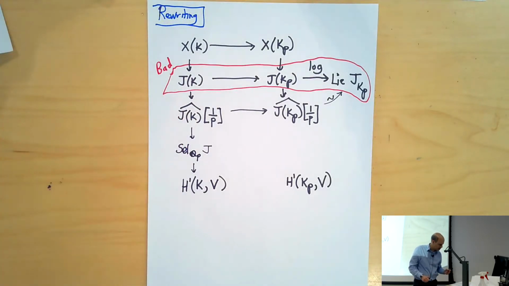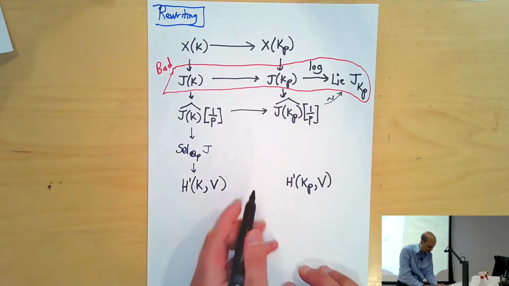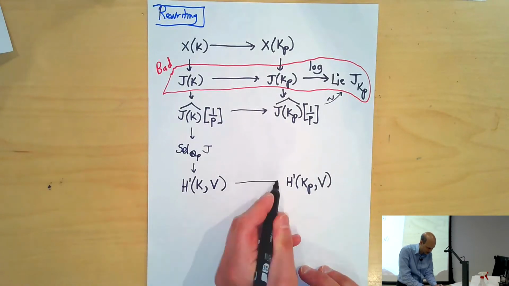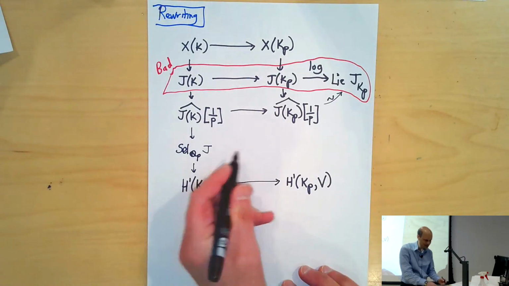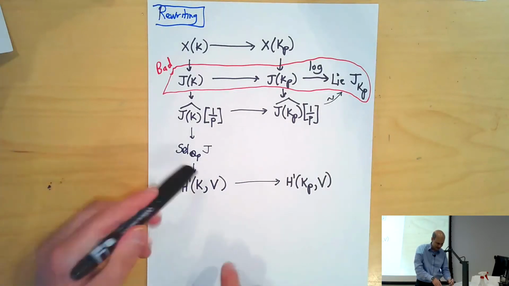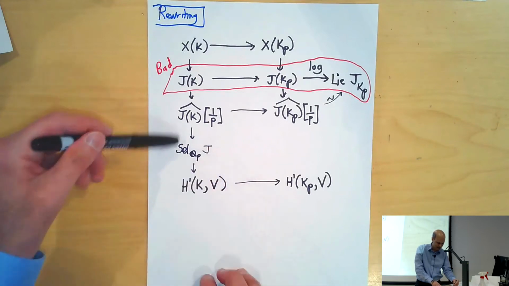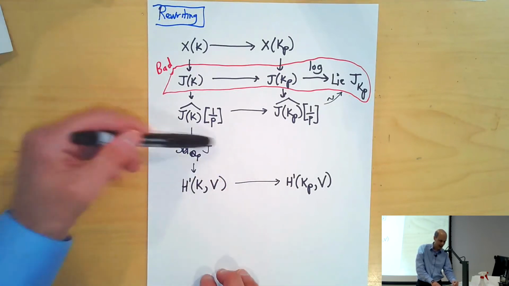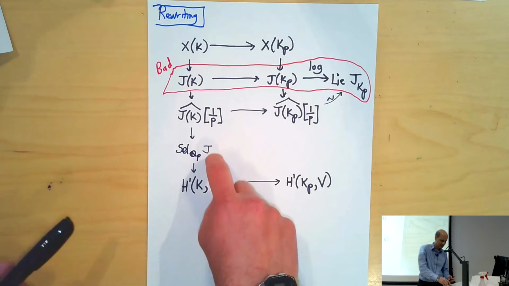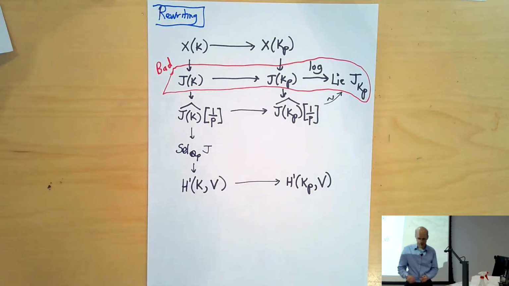And I could do something similar here. This also maps down to here, and I could put a horizontal map here. I'm saving a little bit of room because there's going to be all kinds of stuff that goes in here. Because I still have J right here, and I want to get rid of it. At least this is getting better, but it still involves J. That's the problem.